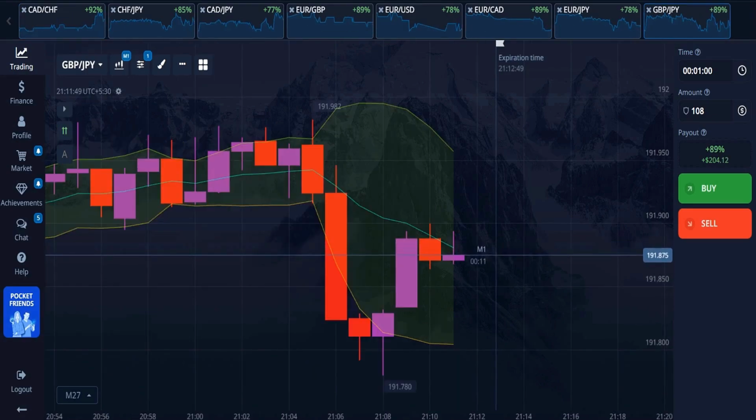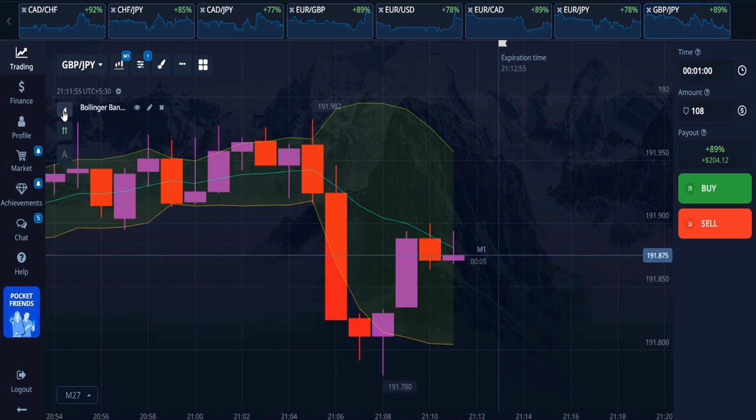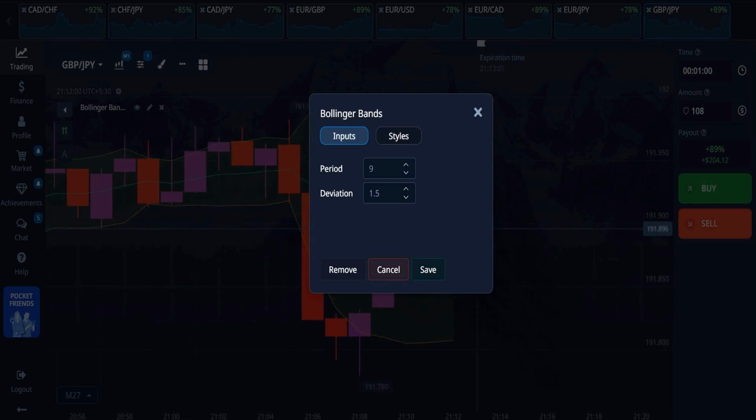Now, let's move on to the settings of the Bollinger Bands indicator. To apply this strategy correctly, you need to set up your Bollinger Bands properly. Here's how. Set the period to 9. Deviation. Set it to 1.5. That's it. Simple and effective. These settings will help you spot market reversals more accurately and increase the probability of successful trades. Make sure you apply these exact settings before using this strategy.